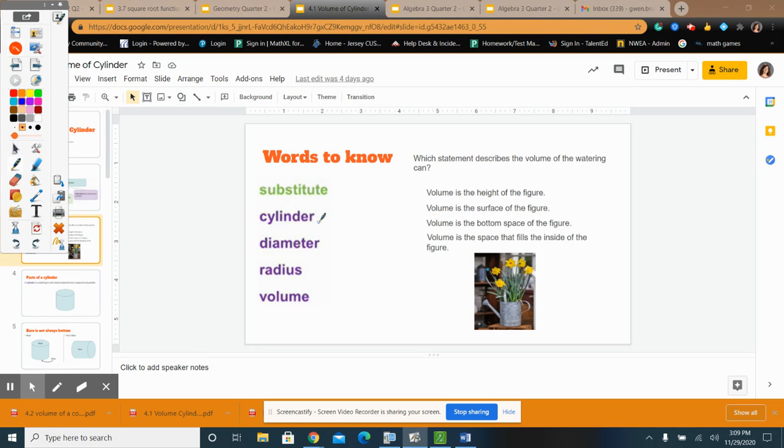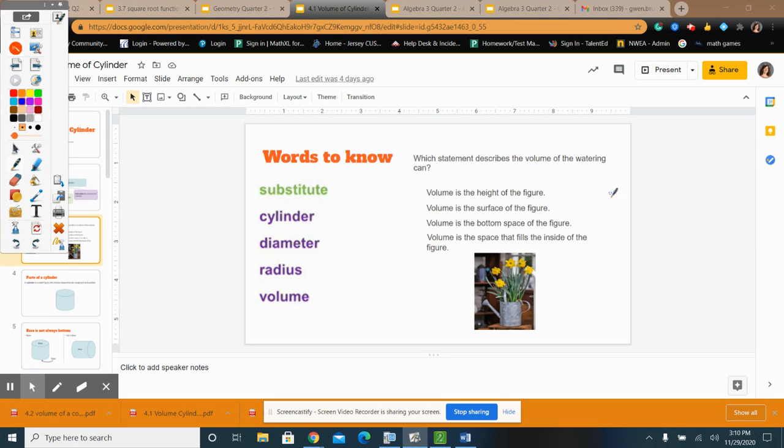Cylinder is the shape we're dealing with. It has two circles and then a rectangle that goes around. Diameter, that's all the way across the circle. If you remember, I'll draw it out real quick for you. The diameter goes here. The radius, that's just part way. And the volume is the amount of stuff inside of it. So we'll go over all this as we go on.